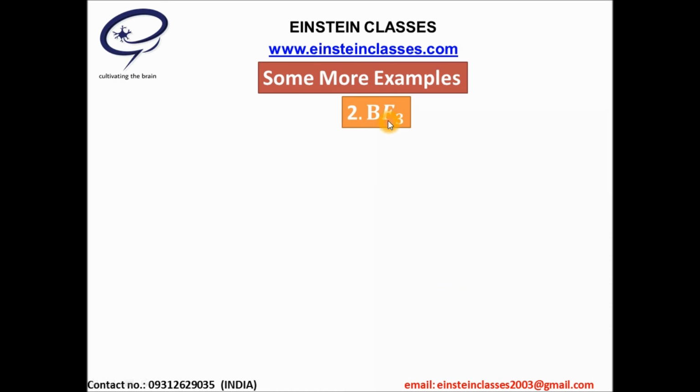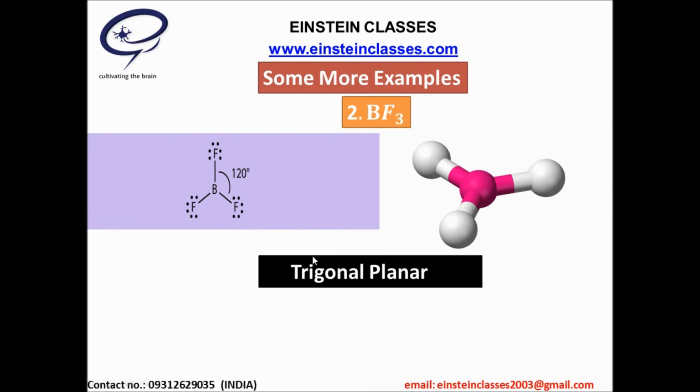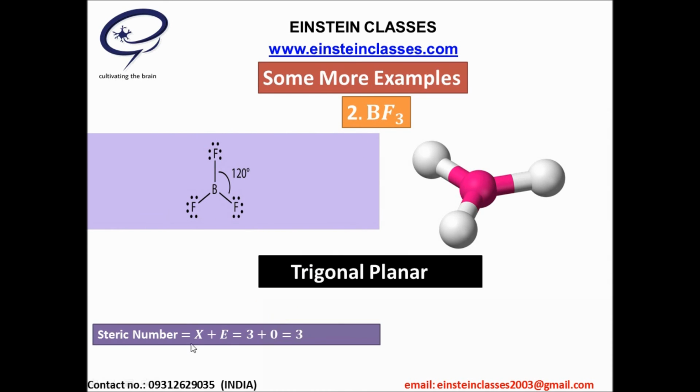Now we take the next example, BF3. Firstly, we will calculate the steric number. In the steric number, again we take X plus E. X is the number of atoms bonded to the central atom. So there are 3 fluorine atoms bonded to the boron atom. Now we know from its Lewis dot structure that boron has 3 electrons in its valence shell, and it has given its 3 electrons to these 3 fluorine atoms for sharing. So now boron has no lone pair in the valence shell. So in place of E, we have placed the value 0. So the steric number comes out to be 3.